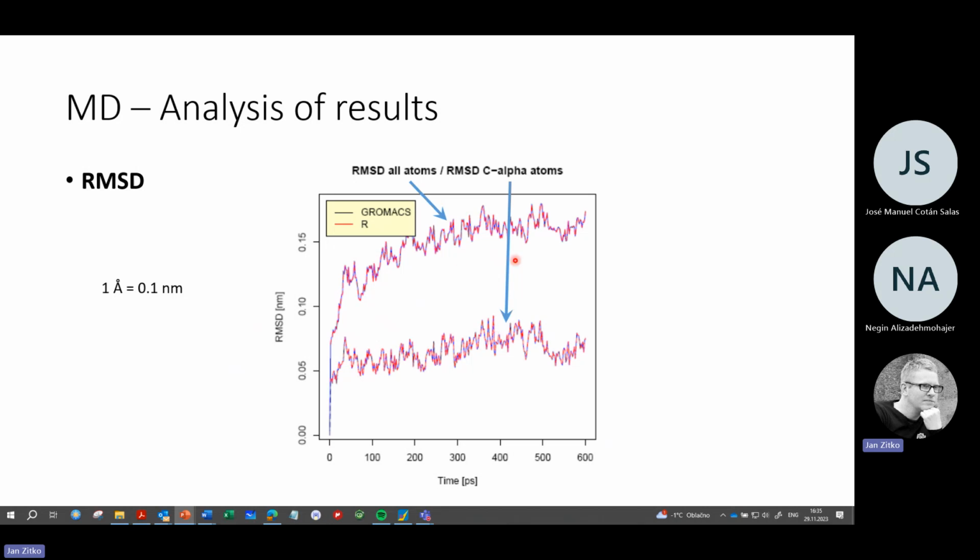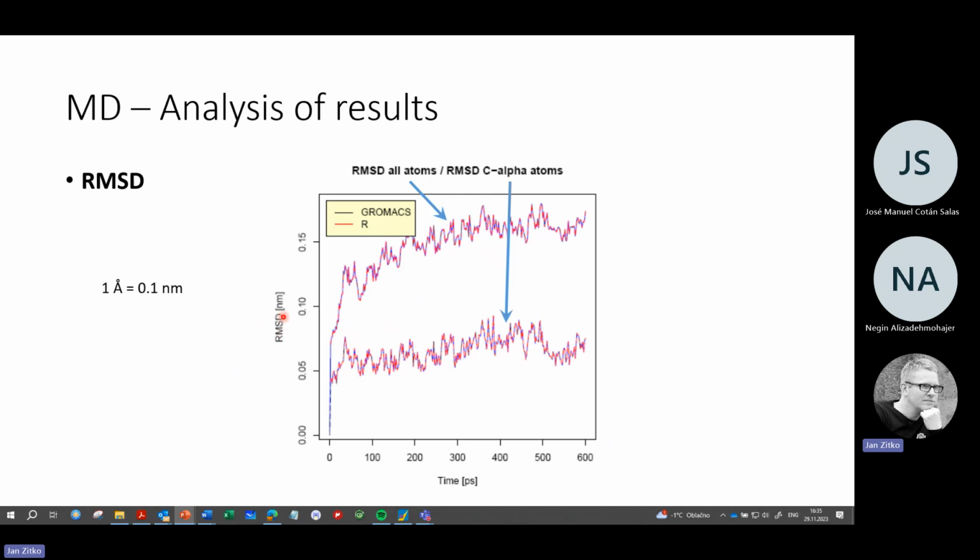What is the difference between these two lines? The bottom one is if you calculate the RMSD only for protein, and for the protein you calculate it only for C alpha atoms. So basically representing the backbone, how the backbone is moving or not moving in time. If you do the same but calculate the RMSD taking into account all atoms, it means the backbone plus the flexible side chains, of course you will always get a higher value.